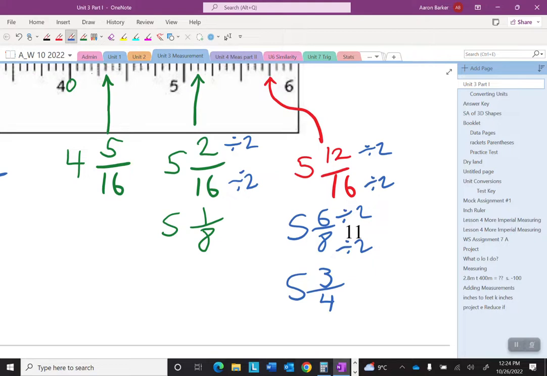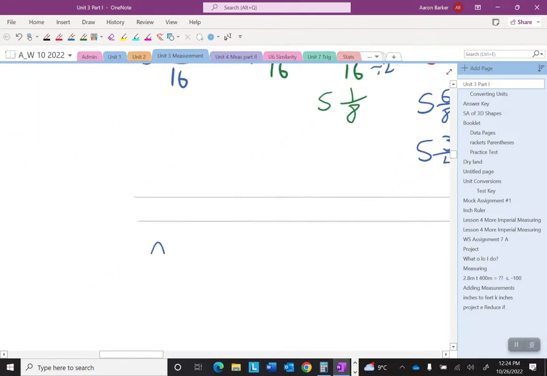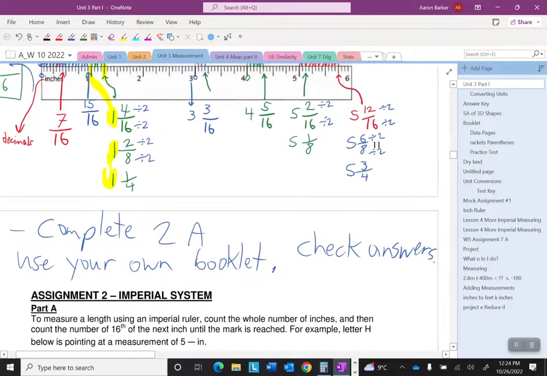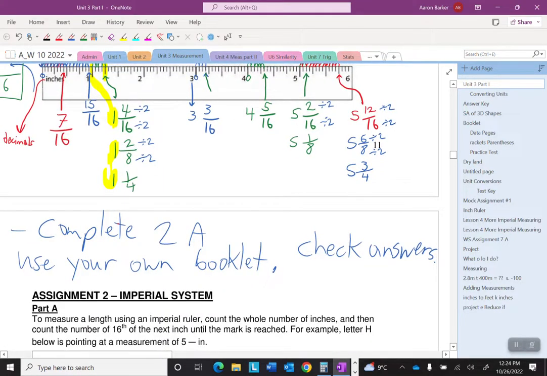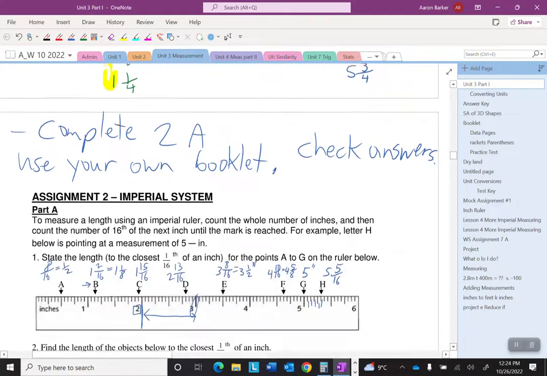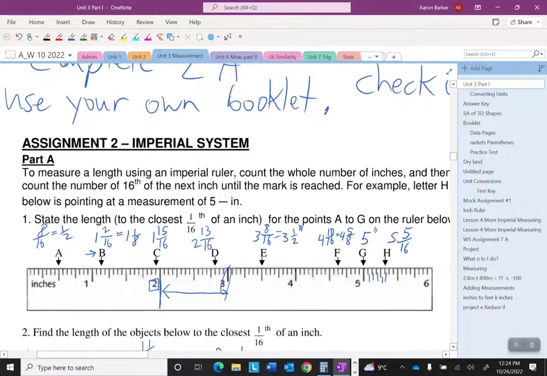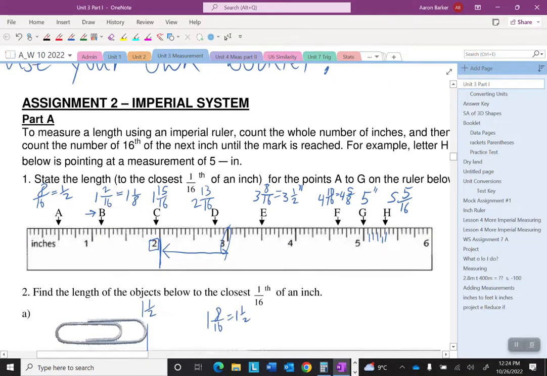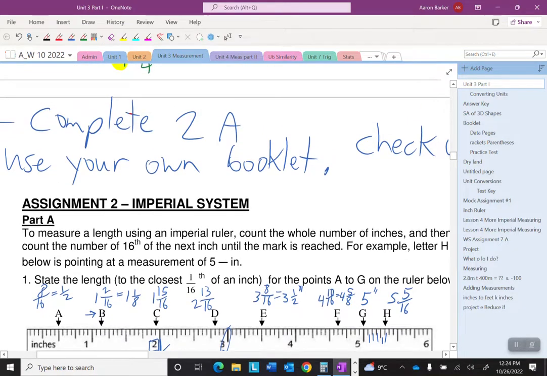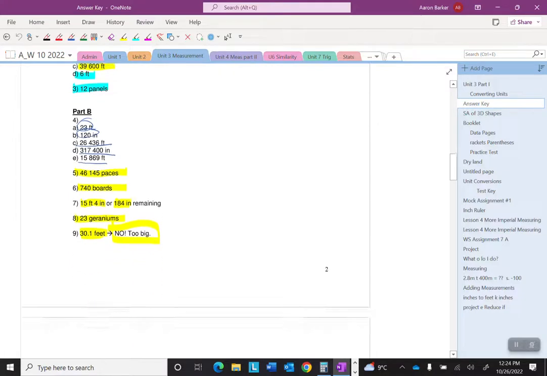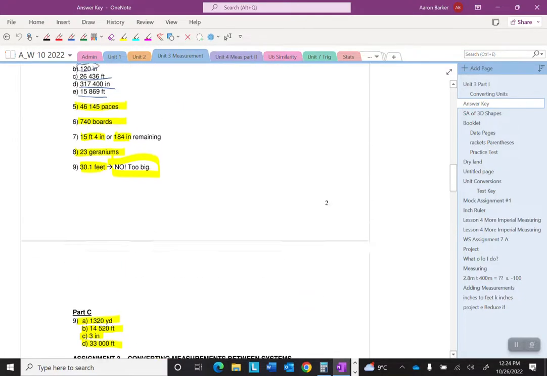All right. Next page, you have your assignment. All we're going to do here is complete 2A. Complete 2A, use your own booklet. You'll see all the letters, put the answer up above the letter. Put the answer up above the letter. For your answer key, I redid the answer key.